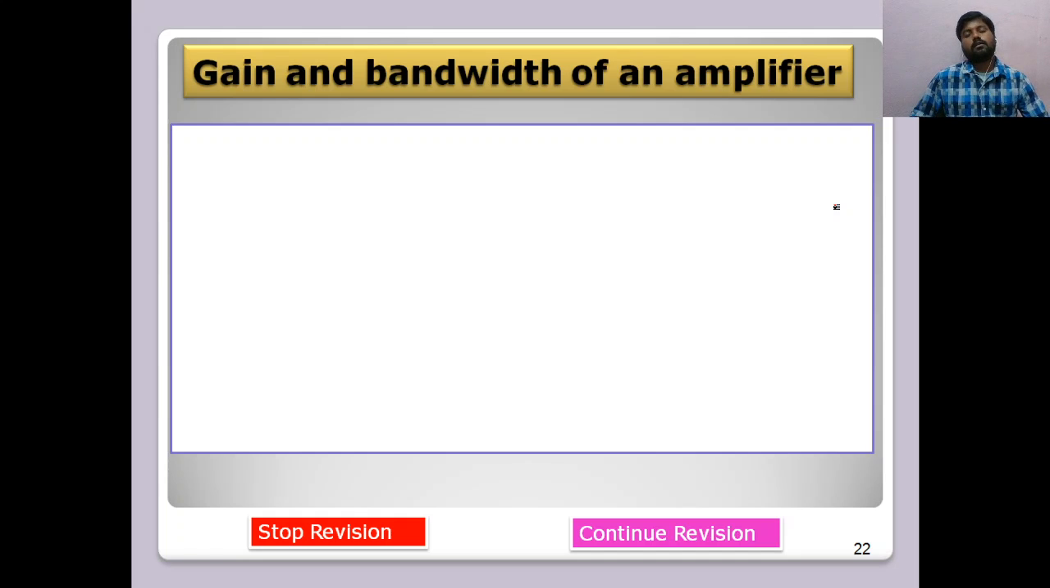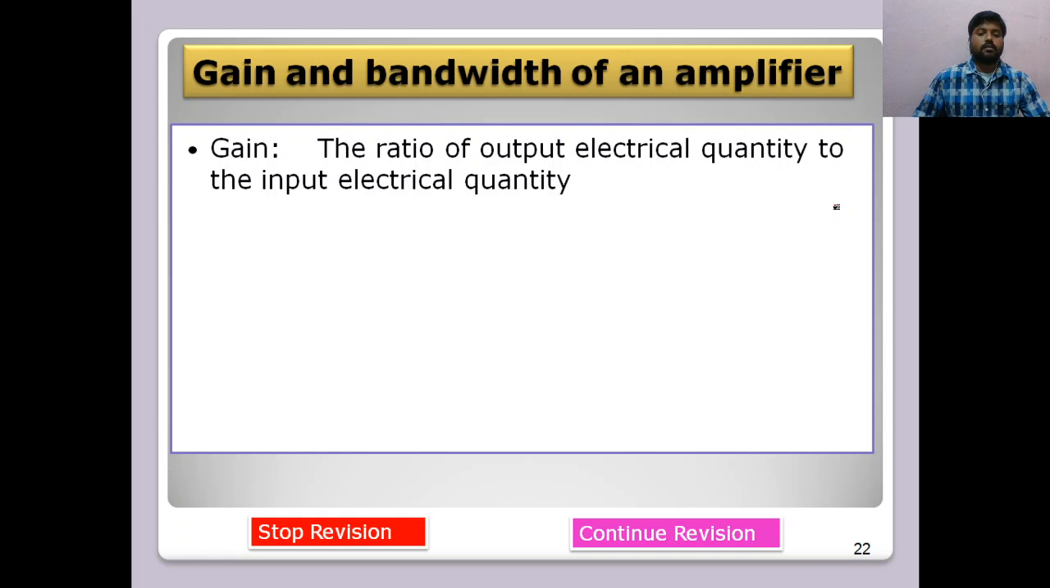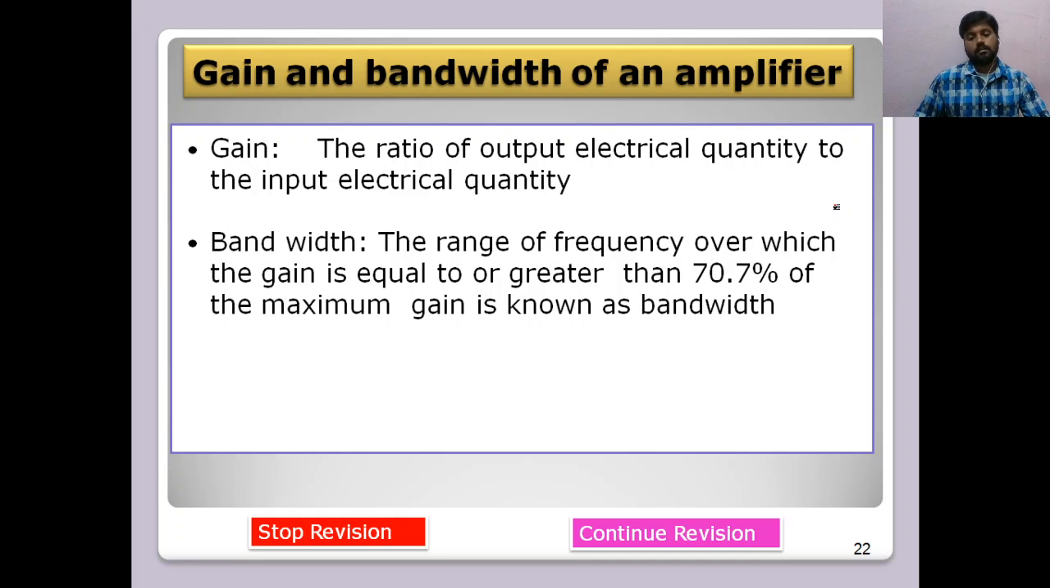Before going to the frequency response of the transformer coupled amplifier, let us rewind the gain and bandwidth of multi-stage amplifiers. What is the gain? It was already discussed in the last class: the ratio of the output electrical quantity to the input electrical quantity. And what is the bandwidth? The range of frequencies over which the gain is equal to or greater than 70.7% of the maximum gain is known as bandwidth.